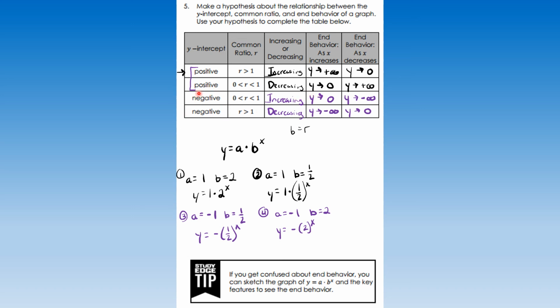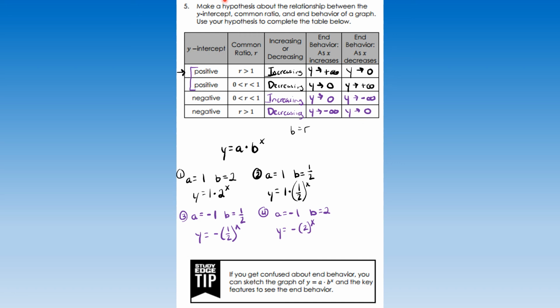The other possibility is a is a negative number. So if a is a negative number and the ratio is a fraction, that's an increasing graph, which means y is getting closer to 0 as x increases, and as x decreases, y is going smaller and smaller towards negative infinity. If a is a negative number and b is a number more than 1, that graph is decreasing, which means y heads towards negative infinity as x gets bigger, and y approaches 0 as x decreases.